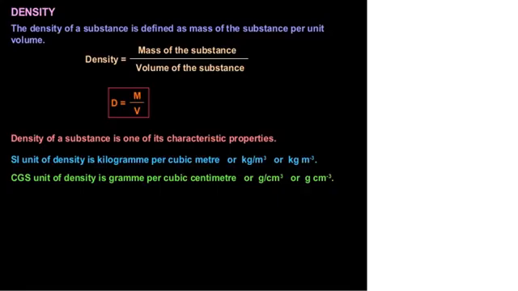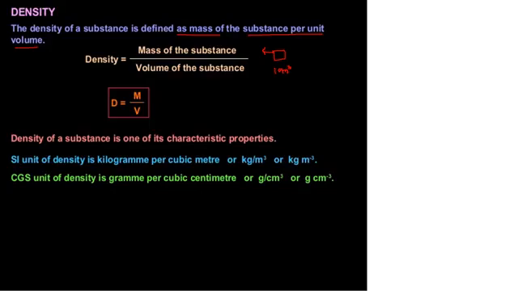The concept of density. Now what is density? Density of a substance is defined as the mass of a substance per unit volume. In one particular volume, let's take a volume of 1 cubic centimeter, right? And we have to find the mass of that volume, right?